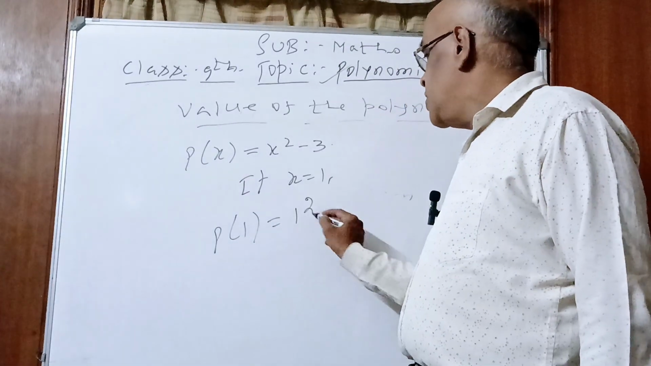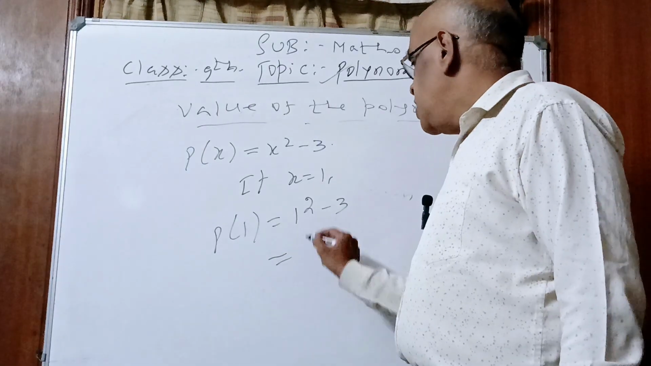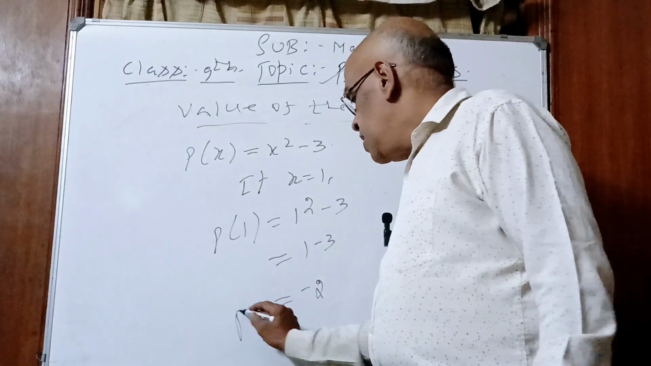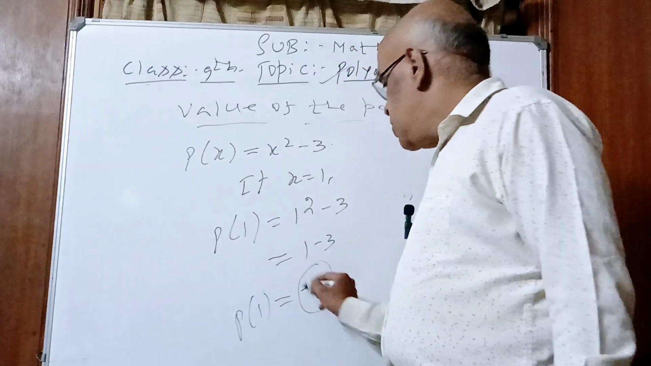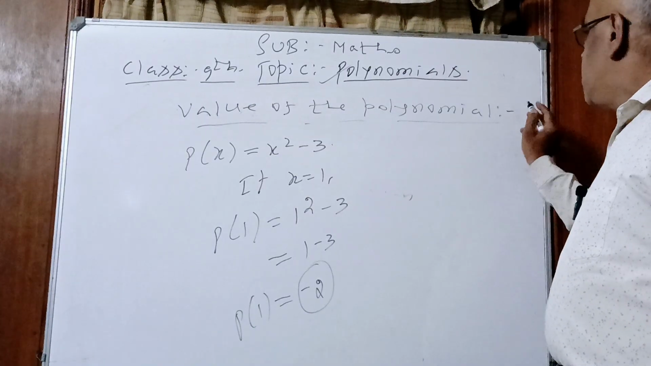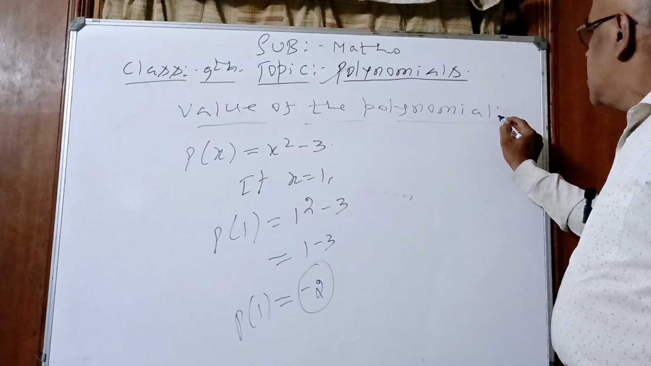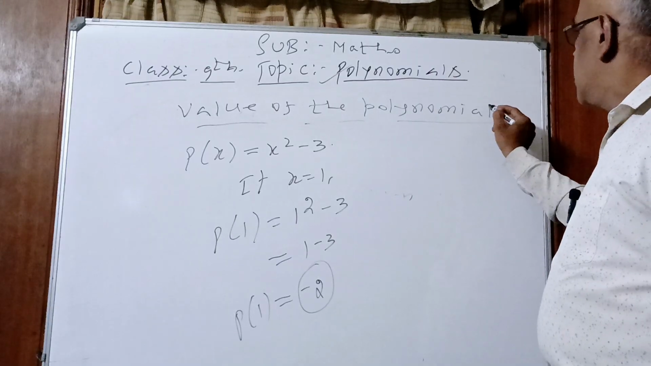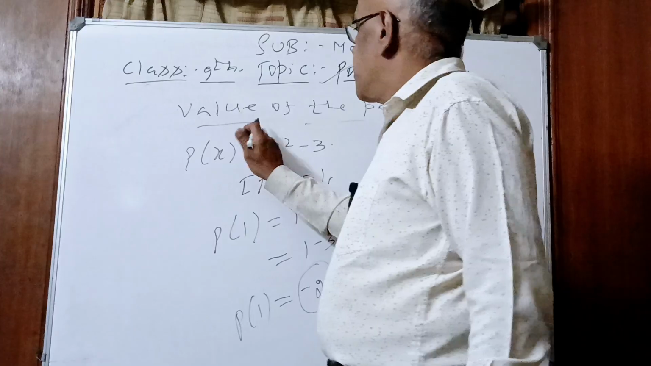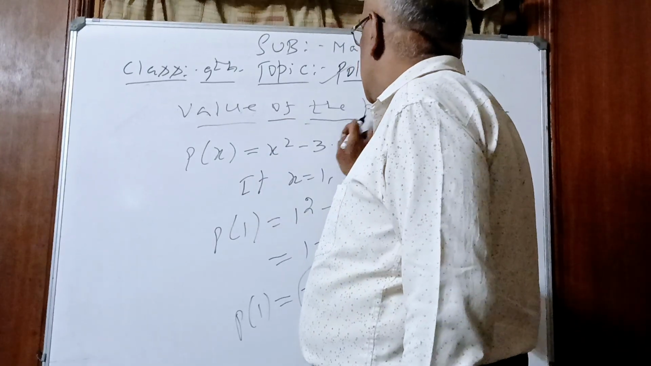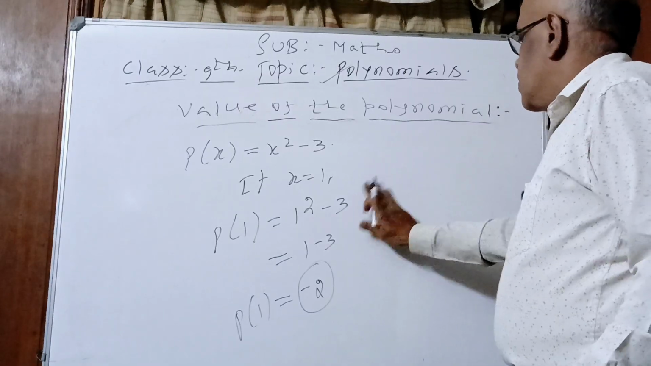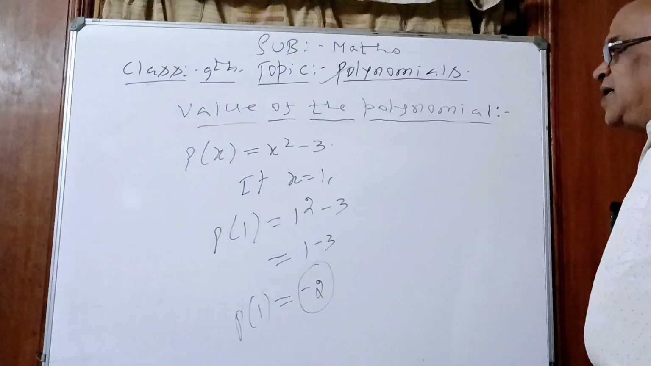What is P of 1 then? P of 1 is 1 square minus 3. 1 square is what, children? 1. 1 minus 3 is minus 2. What is P of 1? Minus 2 is called the value of the polynomial. Isn't it? Yes or no, children? Yes, easy.